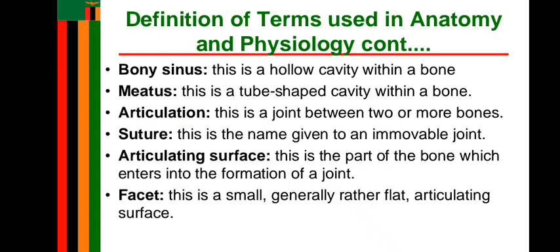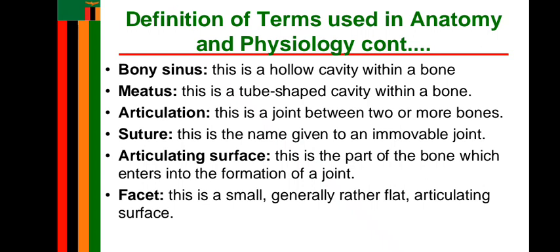Okay, then we have articulation. Articulation is a joint between two or more bones. For example, we can look at the elbow joint. The ulna lies medial and the radius lies lateral, and they form together with the humerus an elbow joint. This is what we call an articulation. Then what are sutures? Sutures is the name given to an immovable joint. Remember we have two types of joints: those that are movable and those that are immovable. An example of an immovable joint is the cranial joint found on the skull. That one has sutures.